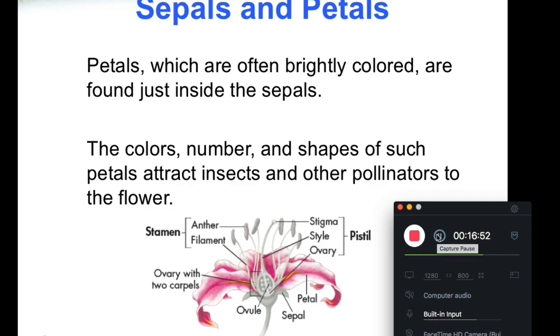Now that basically wraps up this first part, and the next part will be up in a second. It's going to be all about photosynthesis. Yay!